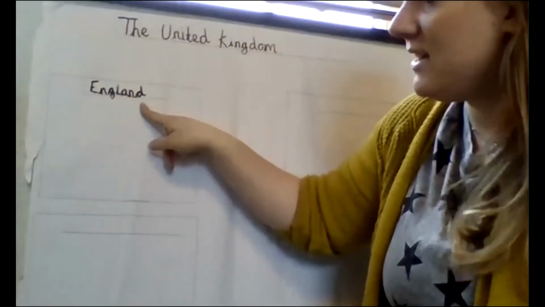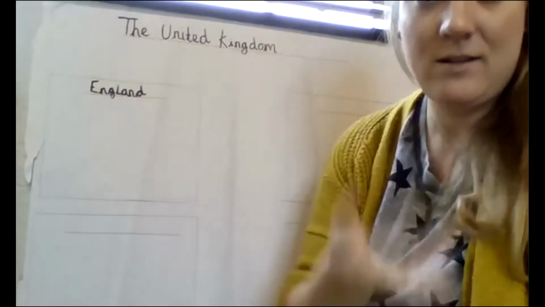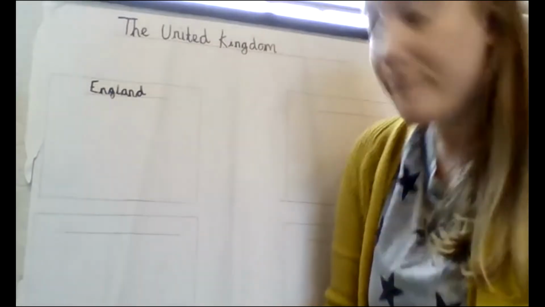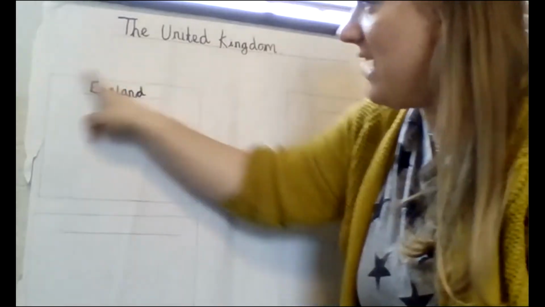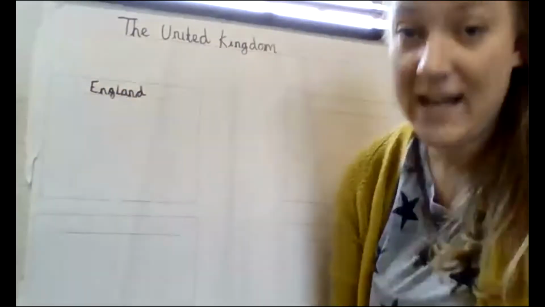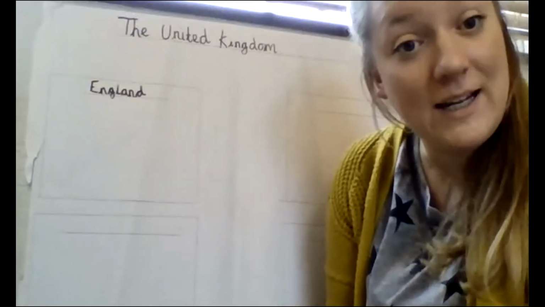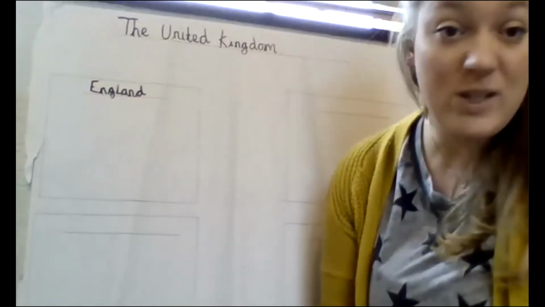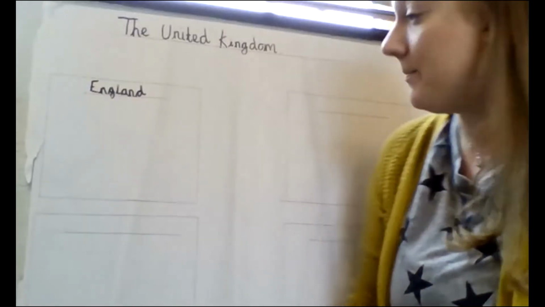Now remember, England is the name of a place. So it should start with a capital letter. Now this is my subheading. So everybody will know that any information I write in here will all be about England. So I'm going to do subheadings in each box.